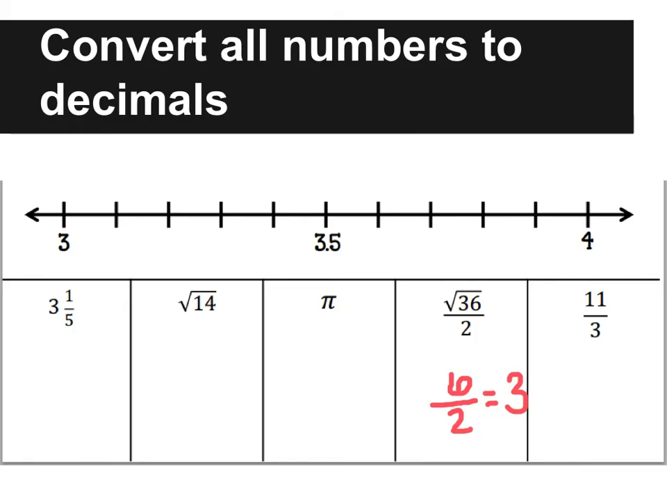We see that it's at the very beginning of this number line that we have numbered, and we're going to put a mark on 3. And above that number, we are going to write how this started. This started as the square root of 36 divided by 2.